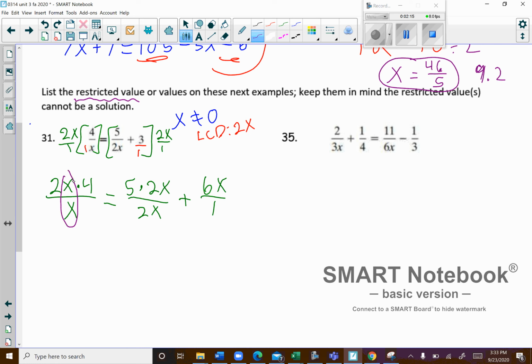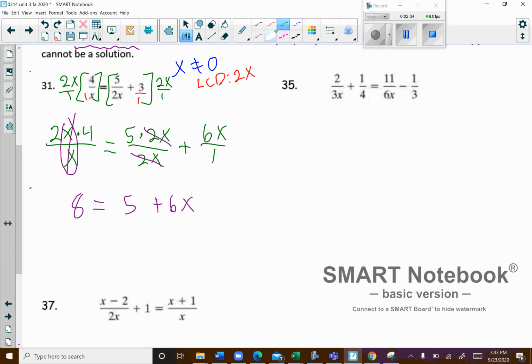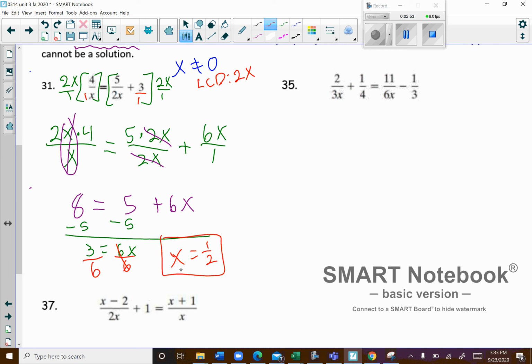Okay, on the first part, the x's will cancel out, so I'm left with 2 times 4, which is 8, equals. And then here, the 2x's completely cancel each other out, and I'm just going to be left with a 5. And then I have plus 6x. All right, so then from here, fairly simple to solve this, so we'll subtract 5 to get started. That'll give us 3 equals 6x. And then we'll divide both sides by 6, and we're going to be left with x equals, and then when I simplify that, that will become 1 half. 1 half.